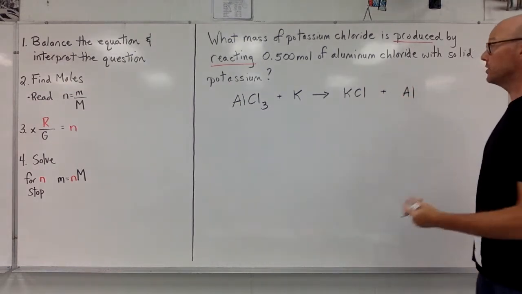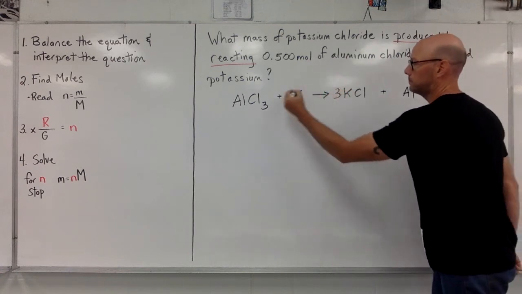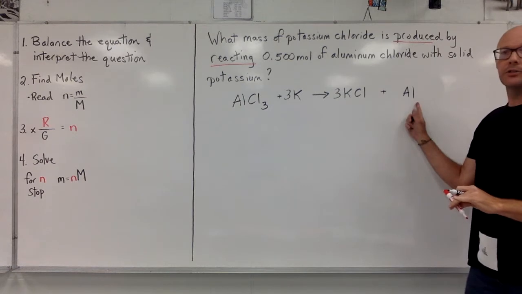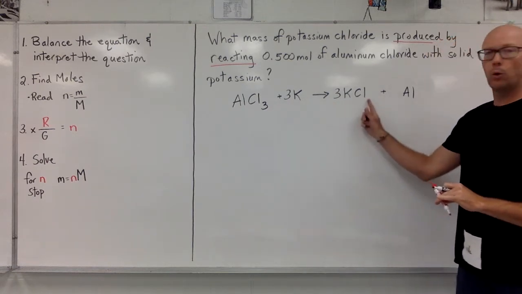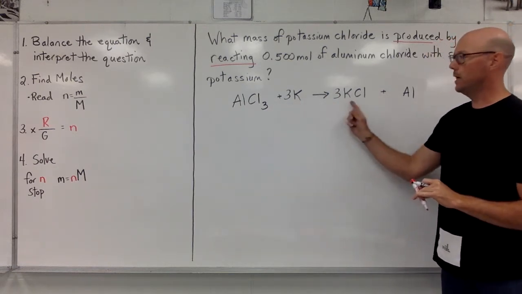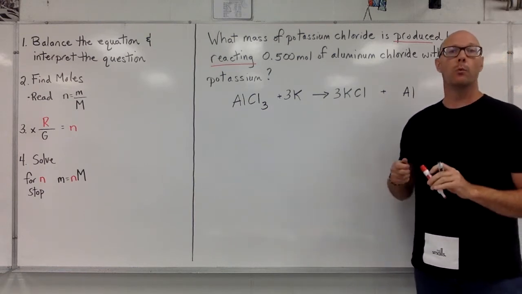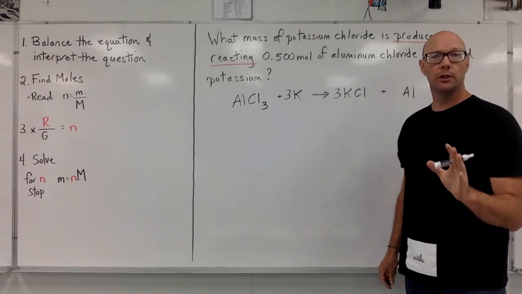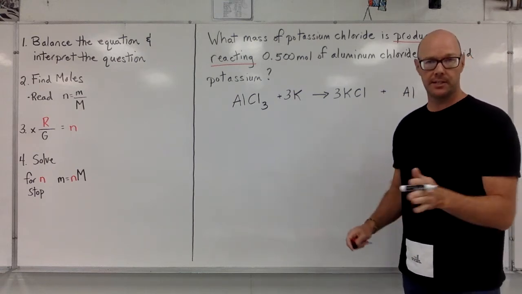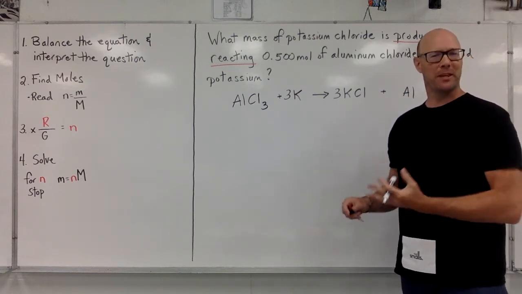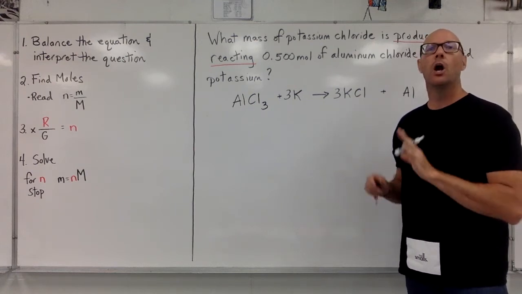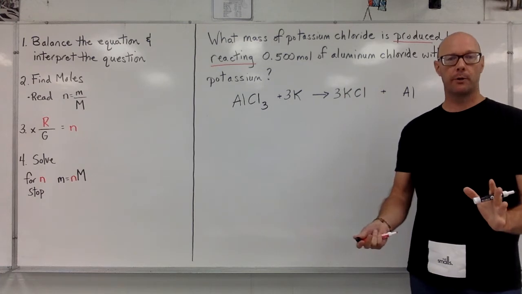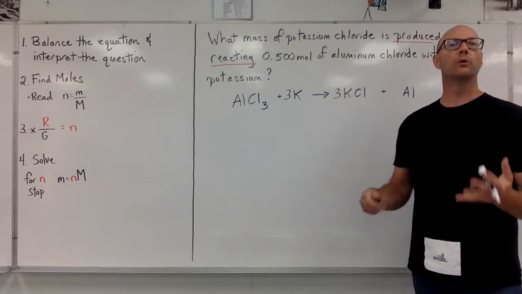We need to balance this reaction. We have 1 aluminum on either side, 3 chlorines on either side, and 3 potassiums on either side. We've balanced the reaction. We don't need states. We need to be on the lookout for questions about precipitates in particular. Occasionally something about a gas, a state might matter. Overall, though, the huge majority of the time, we don't care about the states. They're only going to slow us down.